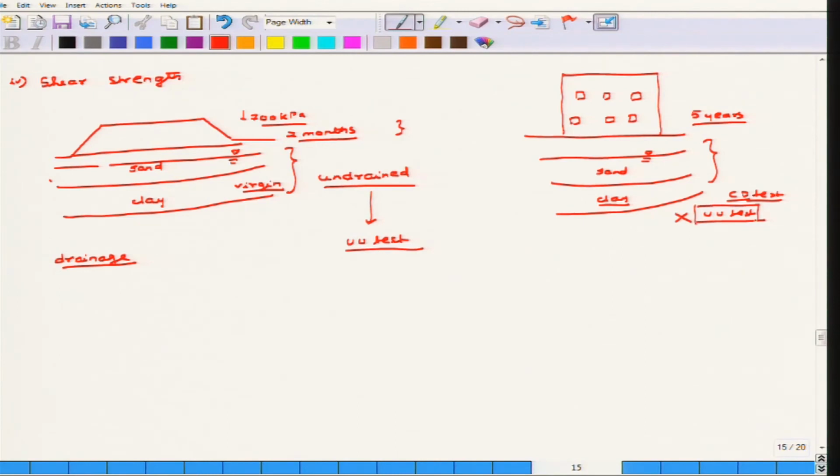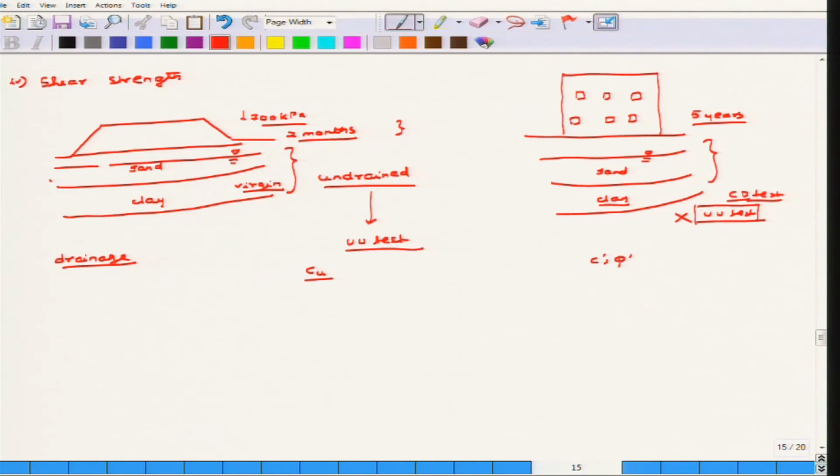You have to perform a consolidated drained test in this case in order to get the correct parameters like C dash and phi dash, as you know that in the other case the parameter is Cu. So, depending on whether the soil is drained or undrained, you have to judge accordingly whether you have to take a drained test or an undrained test.